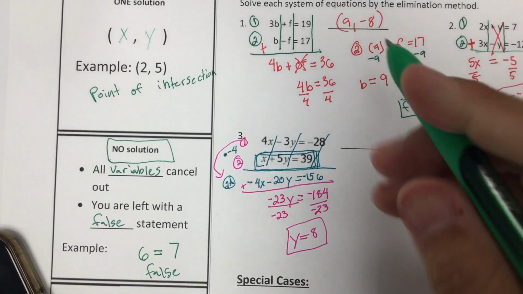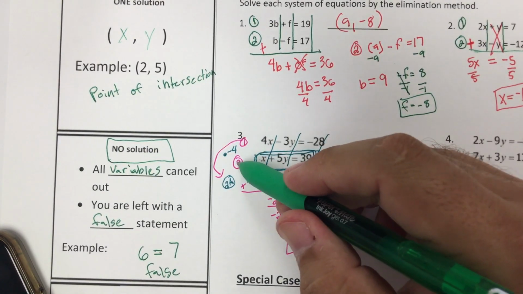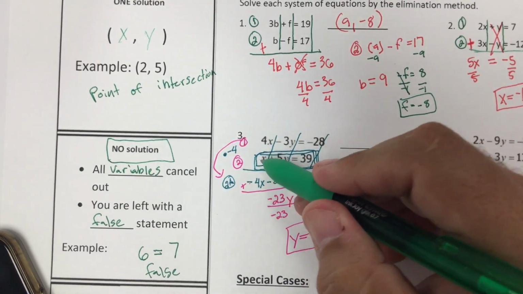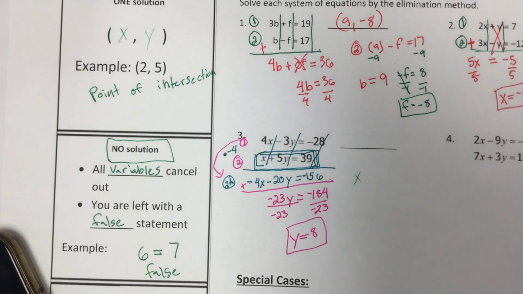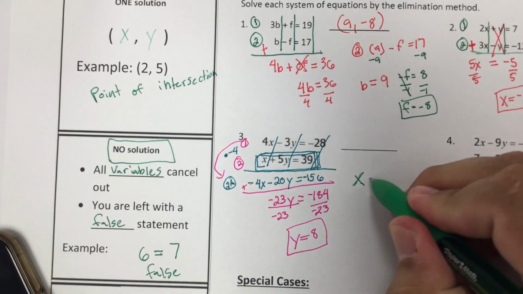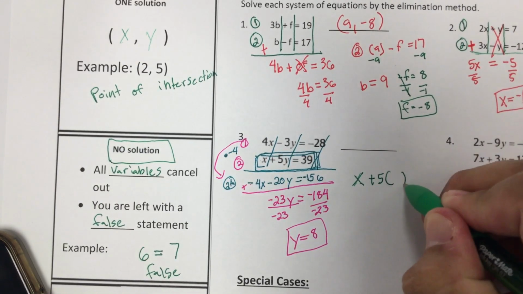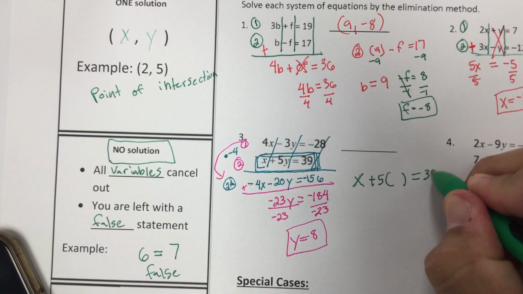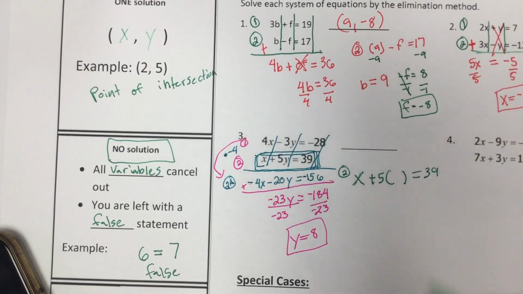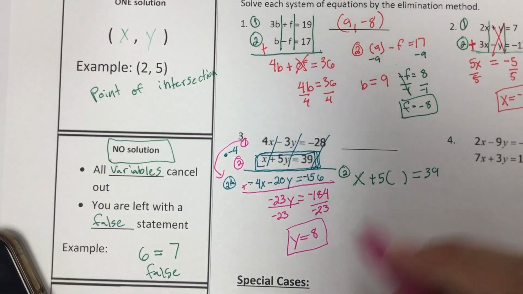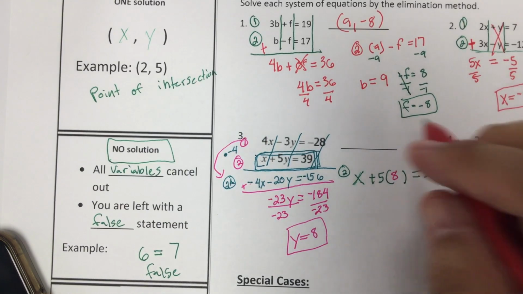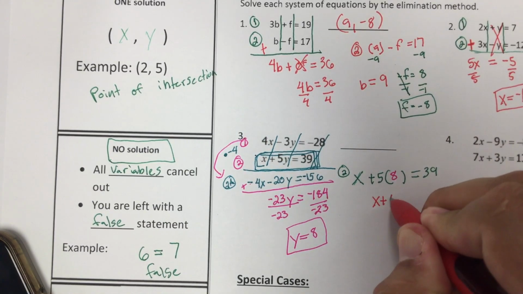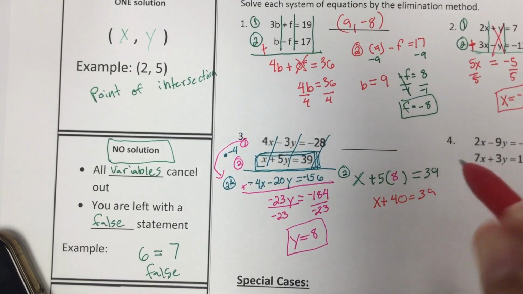The y is solved. So I'm going to go back to this equation 2, because the x is already there. It's going to be really nice. So I have x plus 5 times y, so parentheses, equals 39. Now remember, I'm using my original equation 2. So in that set of parentheses, I'm going to put my y value, which gave me 8, and then I just multiply right there. Right? Okay, 5 times 8 is 40, so x plus 40 equals 39.